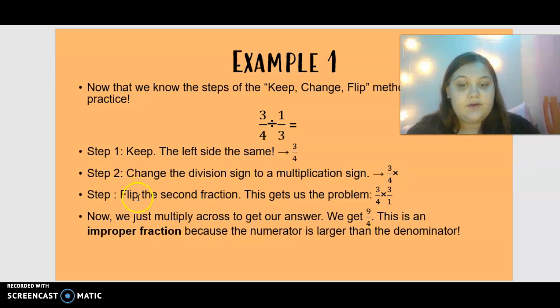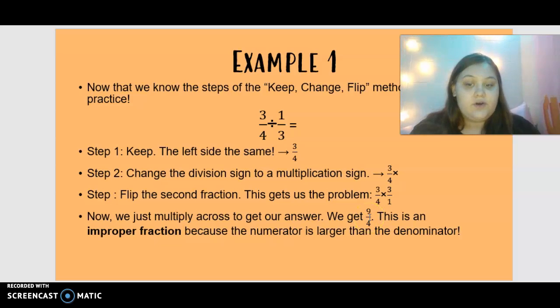So step 3, we're going to flip the second fraction. The second fraction is 1/3. So instead of 1/3, we're going to flip it upside down and it becomes 3 over 1. Now we're going to just multiply across to get our answer, and we get 9/4 because 3 times 3 is 9, 4 times 1 is 4, so we get 9 over 4.